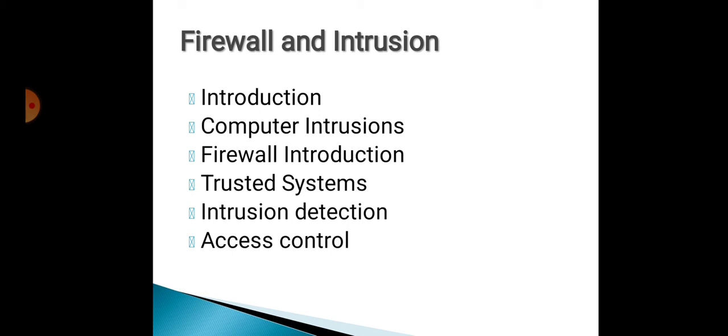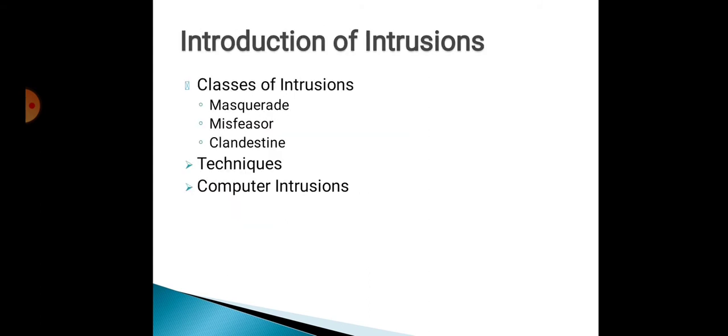There are three classes of intruder: masquerader, misfeasor and clandestine user. Basically, three types of classes of intrusions. Now see the masquerader. A masquerader is an unauthorized user who penetrates a computer system's access control and gains access to a user account.